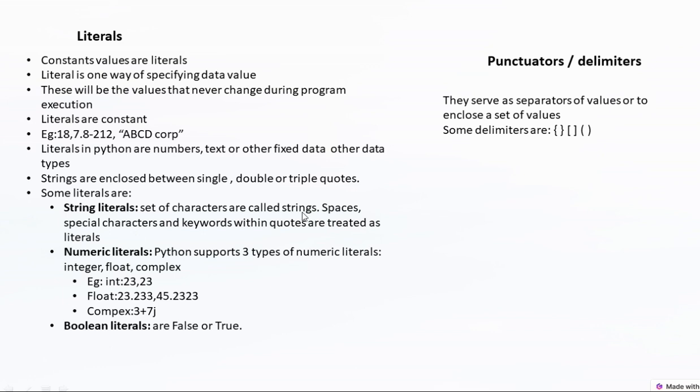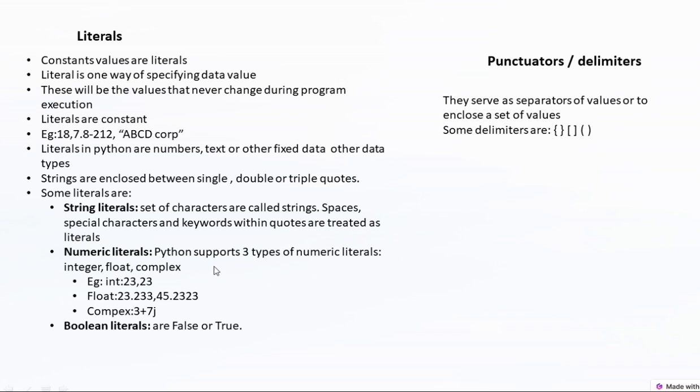String literals, what are strings? They are nothing but set of characters. You can also have spaces, you can have special characters, even keywords. I said a programmer cannot use a keyword, but if it is enclosed within quotes, then the Python interpreter will assume that it's just a string. It will not take it as a keyword. Okay, so spaces, special characters, but it's better to avoid such things. So spaces, special characters, keywords within quotes are treated as literals. It is a string literal.